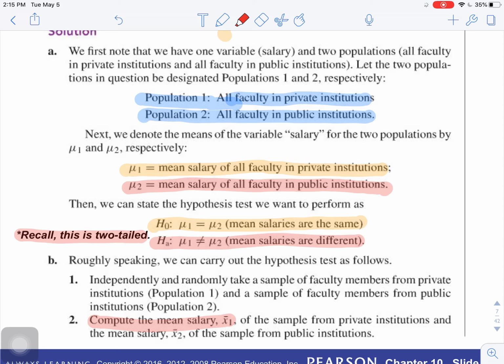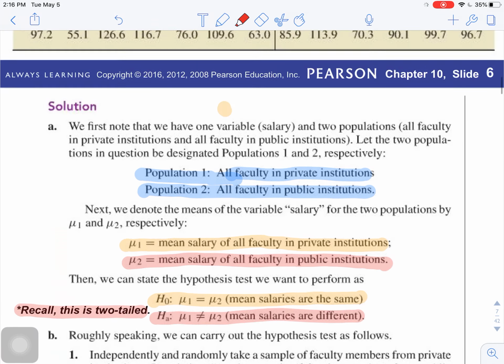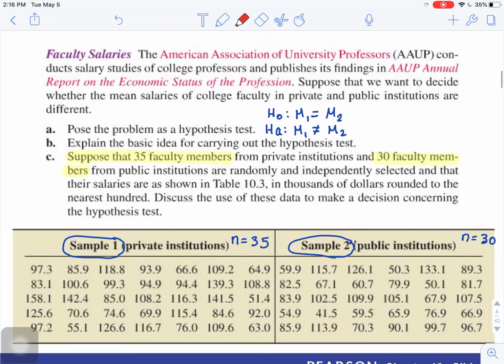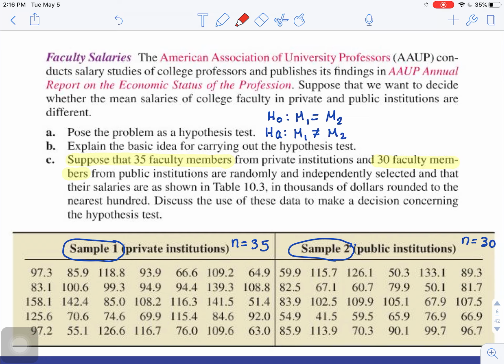And we need to compute the mean salary of our first sample and the mean salary of our second sample. So I am going to go back for just a moment. If you want to pause, you can go ahead and find your sample means for each of our samples, you may do so. Otherwise, I'm going to go ahead and let you know what those are. So go ahead and pause if you want to calculate it on your own.